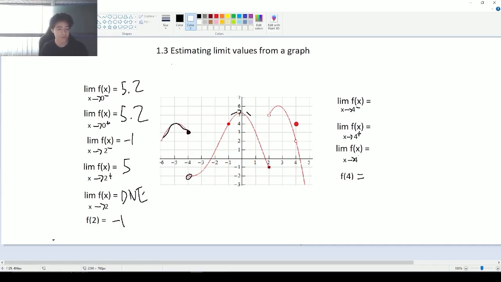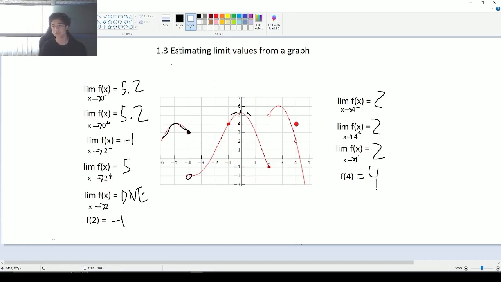And now 4. From the left side it's approaching 2. From the right side it's approaching 2. And since these are the same, the limit at 4 is 2. And then f of 4: this is an open circle, so this isn't a point. But up here, this is a closed circle, so f of 4 is 4.